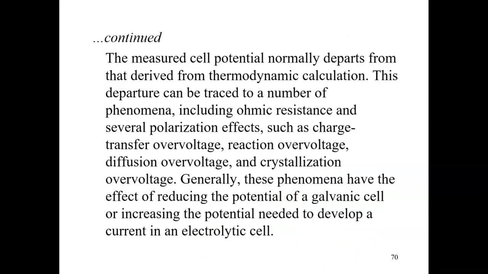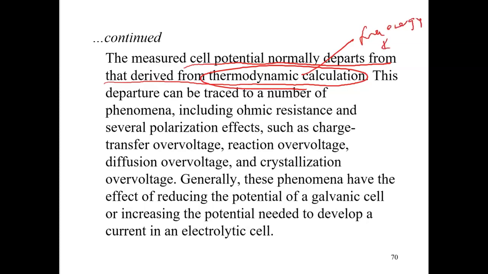So there are other factors that can have an influence on the quality of the potential we get from a cell such as this one. And it says here, this is actually important, it says that the measured cell potential normally departs from the derived thermodynamic calculation. So this derived thermodynamic calculation is what we would get from things like the free energy, and of course the equilibrium constant K.